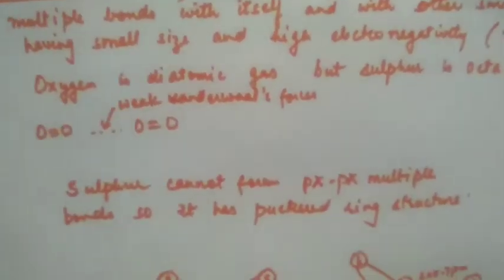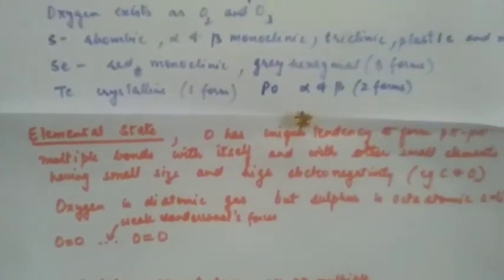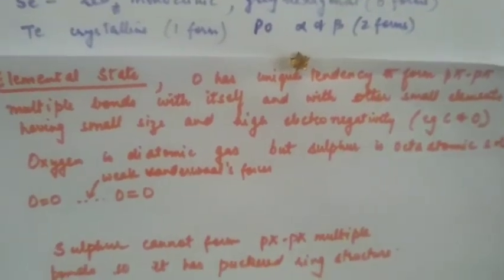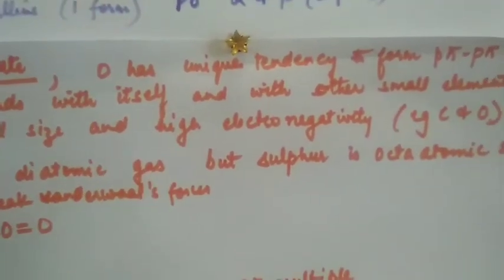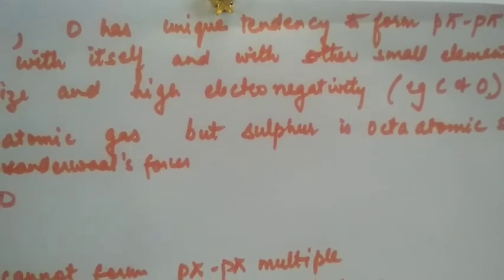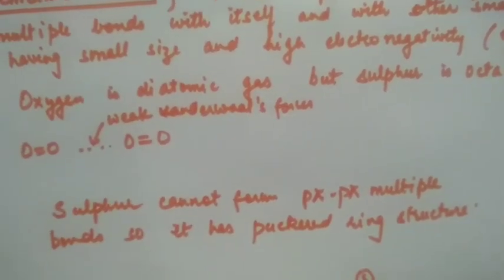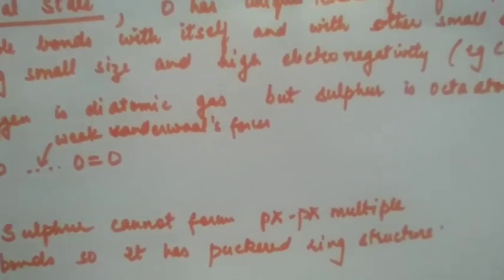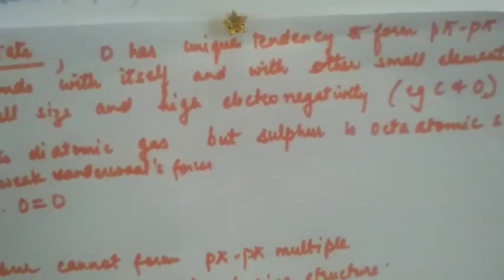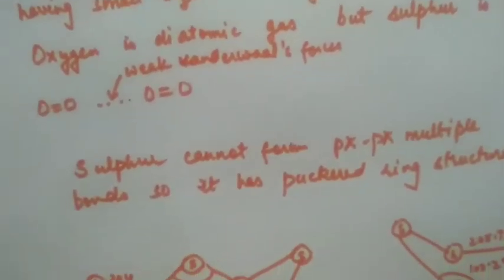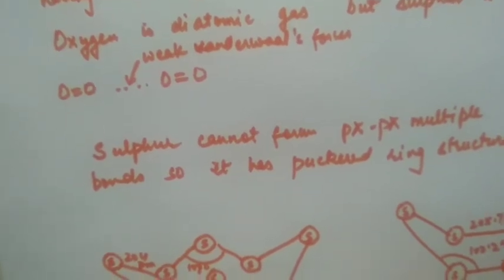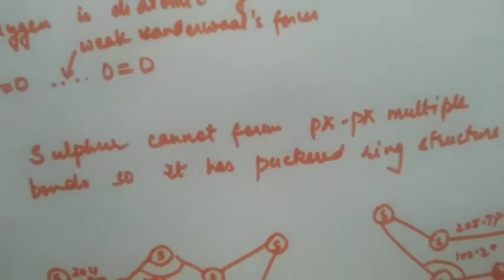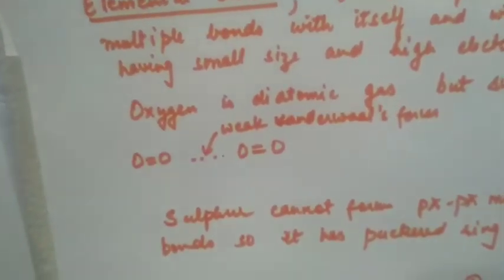Next is the elemental state. Oxygen has the unique tendency, just like nitrogen, to form p-pi multiple bonds with itself and with other small elements, because it has small size and high electronegativity. The other small elements with which it can form double bonds are carbon and nitrogen. So it is a diatomic gas, but sulfur cannot form p-pi bonds, and it is an octaatomic solid. In oxygen, after the formation of double bonds within molecules, there are only weak van der Waals forces between molecules which can be broken easily, so the boiling point is low and oxygen exists as a gas.